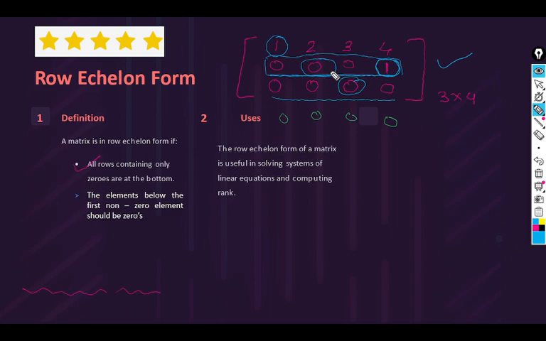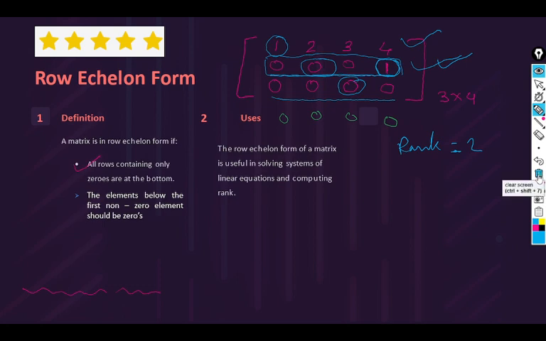So what is the rank? Rank is the number of non-zero rows. So the first row is non-zero, the second row is also non-zero, so the rank is 2. So rank is 2 because two non-zero rows are there. The third is a zero row. So this is the way we get the rank.